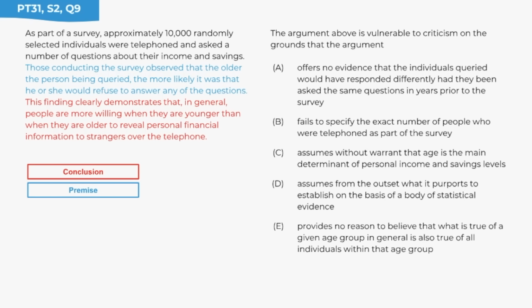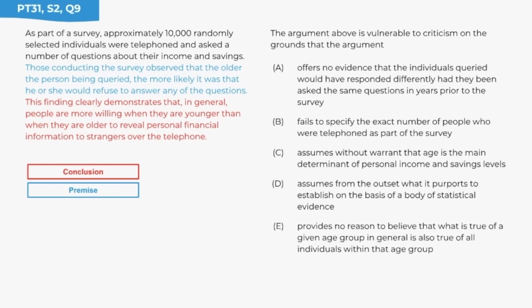Well, some of you might be thinking, well, yeah, but this is just a survey. That doesn't necessarily mean that it's representative of the real world. But remember that first sentence says that as part of a survey, approximately 10,000 randomly selected individuals were telephoned and asked a number of questions about their income and savings. So these are randomly selected individuals, and there are approximately 10,000 of them. There's no basis for believing that the survey is somehow skewed, not based off of the information that's presented.